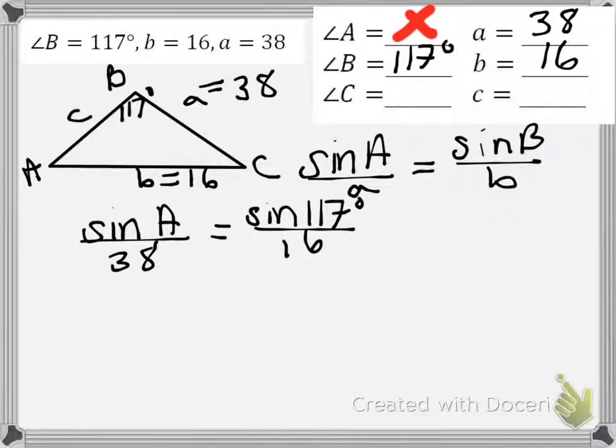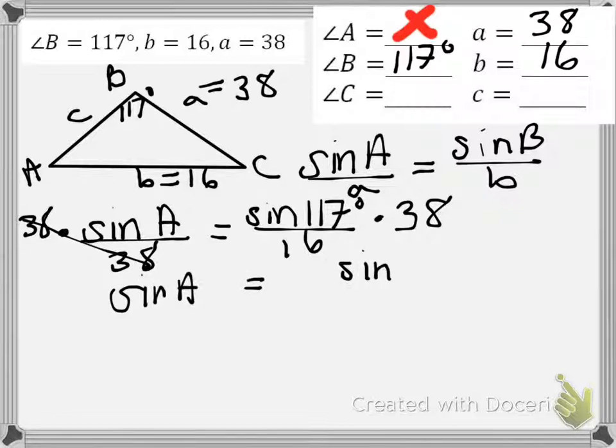One step in order for us to get A by itself is to get rid of this denominator. So what I'm going to do is multiply both sides by 38. That way these two cancel out and leave me with sine of A equals sine of 117 degrees divided by 16, times 38. It would be great if we were done. However, I'm looking for angle A, not sine of A. So I have to find a way to get rid of this function sine.